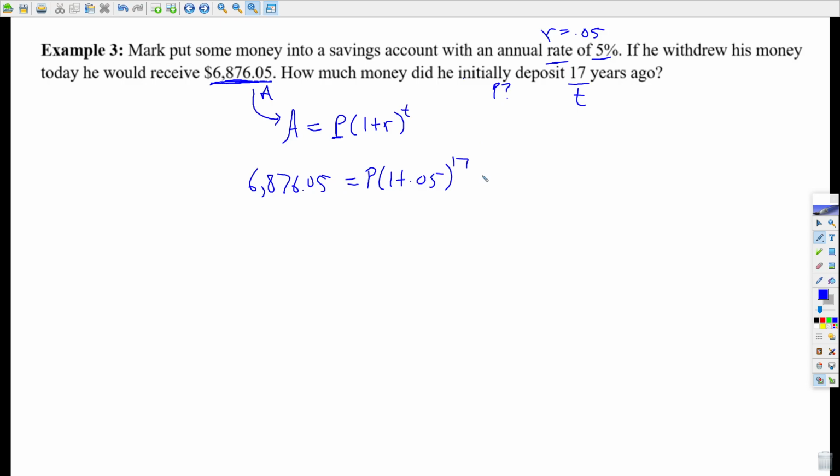This might get a little bit ugly on the cell phone here. I don't know if I'll be able to finish it on the cell phone. You might have to do it on a graphing calculator. So what we're going to do is just finish this side here by combining the 1 and the 0.05, and raise it to the 17th power. So let's see what we get there.